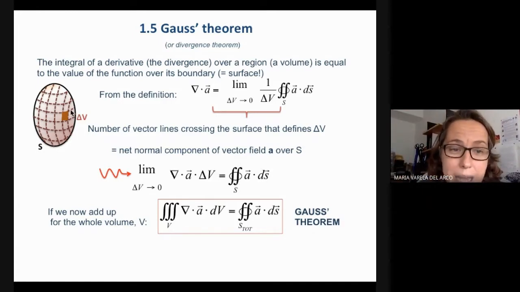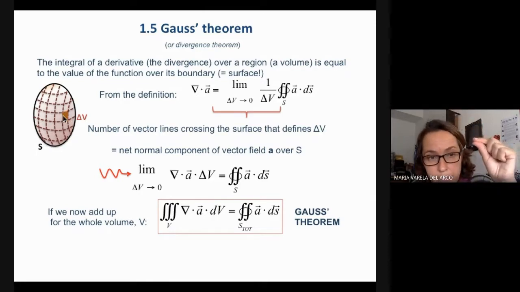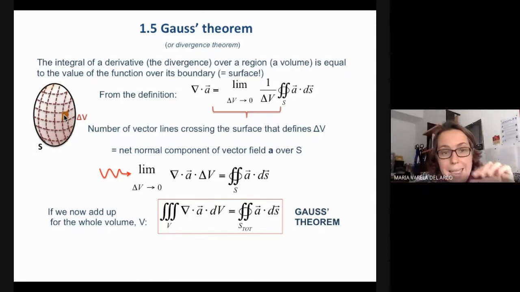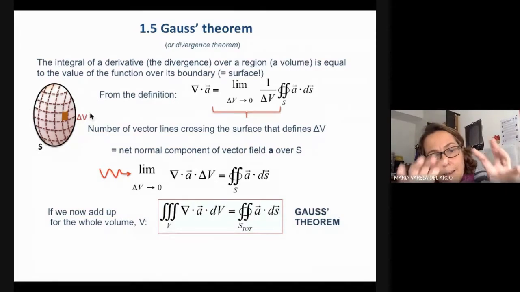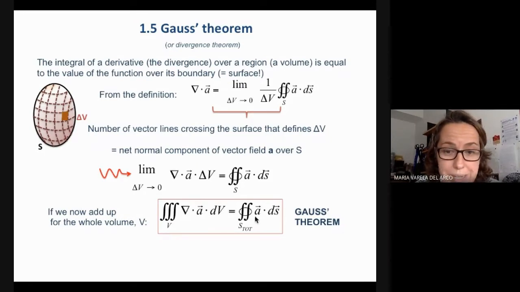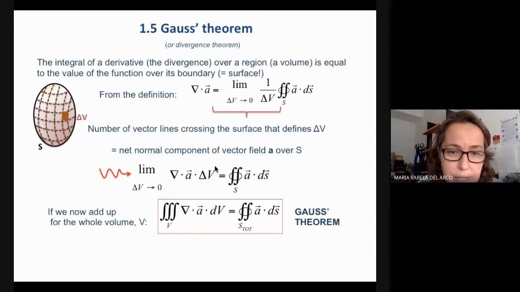But then if I actually sum the contributions, in other words, the net component of my field across a given surface that defines a small volume here, and I go ahead and sum this for every little delta volume, what I'm going to do is get the net number of field lines coming from the outside of my surface, I mean the whole S, minus the total number of field lines going outside on the other side. In other words, if I do this flux integral, if I carry on for the whole surface, not for my tiny S around my delta volume anymore, but the whole surface S, then this is actually something I can do.